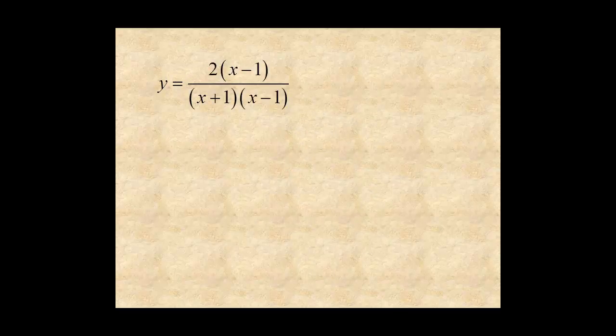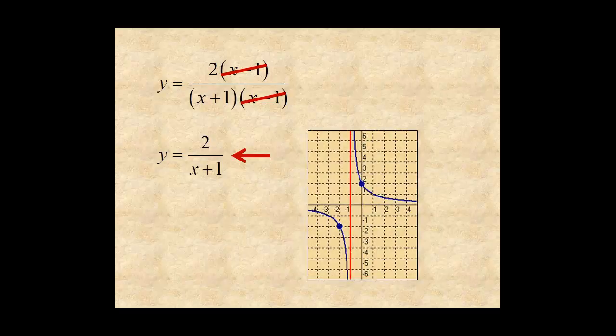To graph the function, simplify the expression by canceling the common factors of x minus 1. This gives y equals 2 over x plus 1. Then graph this rational function. Next, evaluate y equals 2 over x plus 1 for x equal 1, the location of the hole. This gives 2 over 1 plus 1, which is 2 over 2, which is 1. So the function has a hole at 1, 1. Place an open dot on the graph of the function at this point.